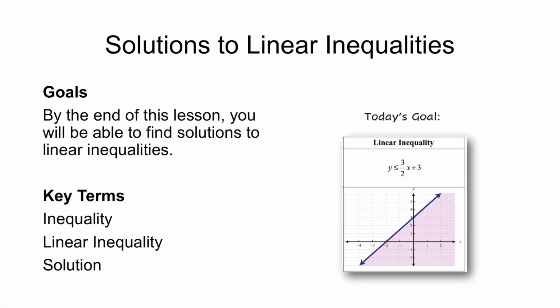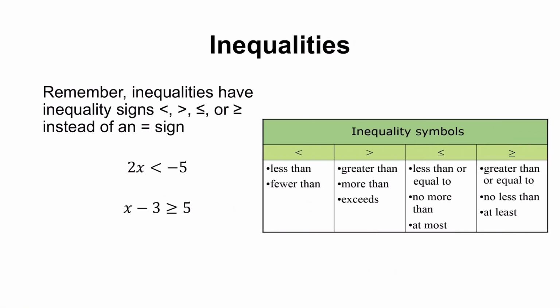In this video, we're going to talk about how to find solutions to linear inequalities. Inequalities we started talking about in Unit 1, and remember that they have inequality signs like less than, greater than, less than or equal to, or greater than or equal to instead of an equal sign. So 2x < -5 is an example of an inequality. x - 3 ≥ 5 is also an example of an inequality.